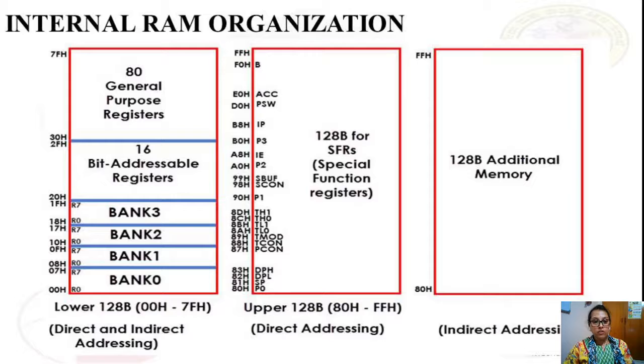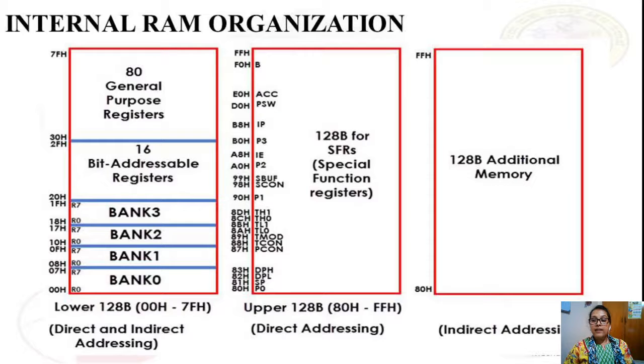If I give 00, Bank 0, then 01, 10 and 11. So these 2 bits have 4 combinations: 00, 01, 10 and 11. With 00, Bank 0 is selected, 01, Bank 1 is selected, 10, Bank 2 is selected and 11, Bank 3 is selected. So we can select the bank by using the RS0 and RS1 bits of the program status word.